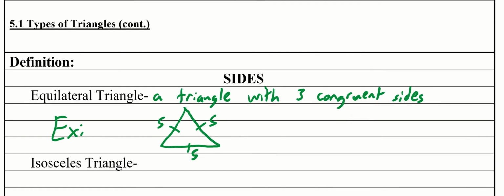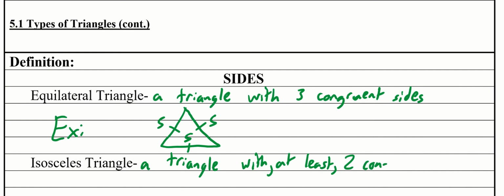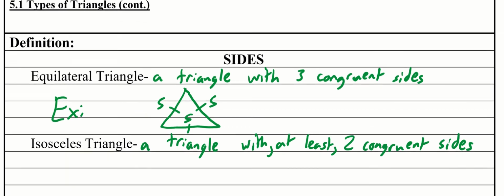All right, next one here. Okay, an isosceles triangle. An isosceles triangle is just a step down from this. So an isosceles triangle is a triangle with, and we can just say at least, 2 congruent sides. So now we're just taking a step down. So instead of having all 3 of them equal to each other, we're just saying at least 2 of them are equal to each other.